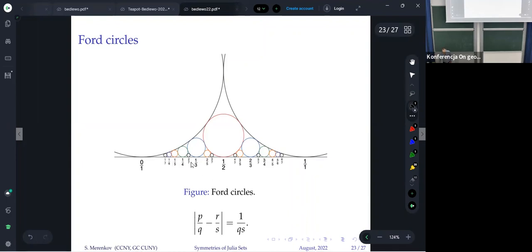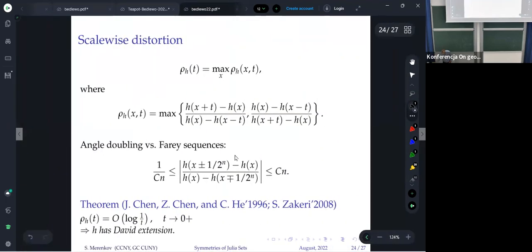So you would need to relate the angle doubling homeomorphism from 0 to 1 to this homeomorphism. And you can, but your homeomorphism H would not have the quasisymmetric property, but it will have this n depending on the level, 1 over 2 to the n.